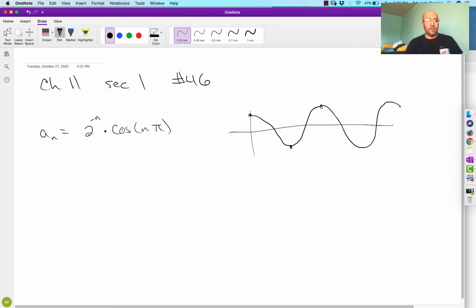Now this part, I can also rewrite it this way: 1 over 2 to the nth power. So we can see that this is going to be getting smaller and smaller and smaller. So something that's getting smaller and smaller times something that's just going to be oscillating back and forth.